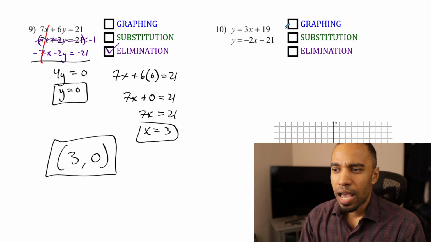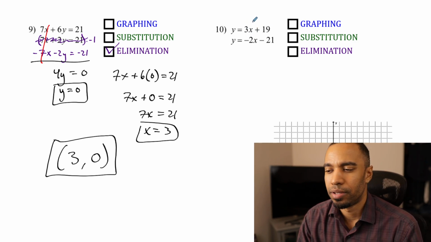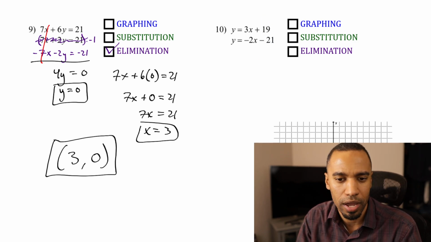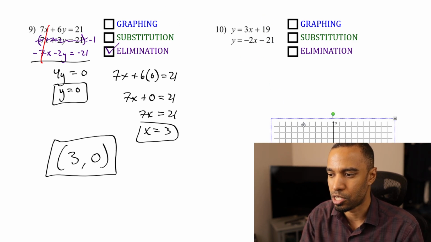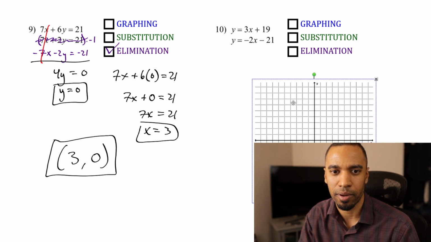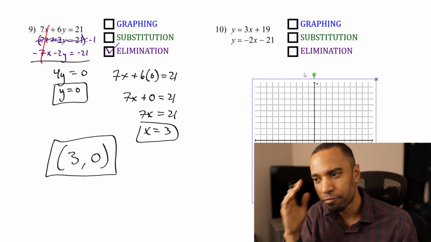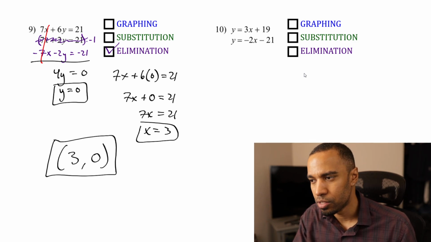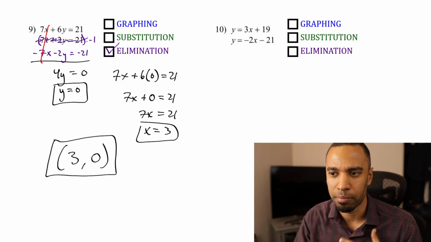Okay, number 10. I would love to graph this one because they're in slope-intercept form, but the y-intercepts are so danged far away from my origin set here, which you can't see behind my face, it's probably not feasible to be graphing with. It's not ready for elimination right now either. This is a substitution exclusive problem for me.